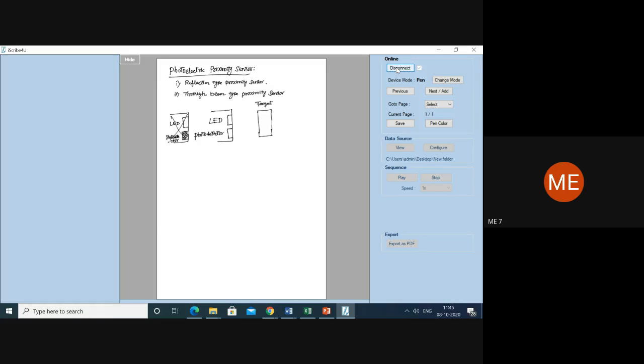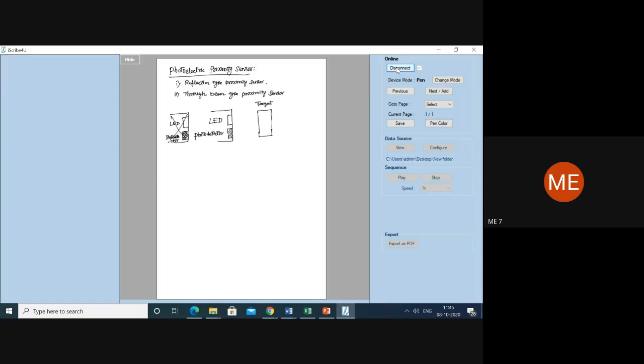Can you understand what this method is? First of all, what for are we doing this? Under what category of sensor is it going to come? It's a proximity sensor. In this proximity sensor, we are using photoelectric as the phenomenon, to determine whether the object is present or what the distance is.